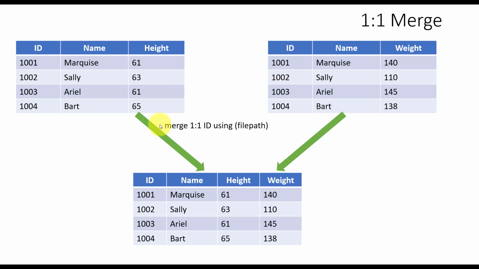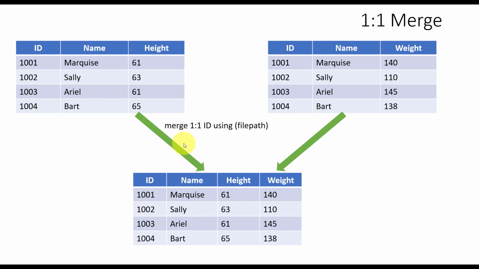And essentially what this command right here does is merge one-to-one, ID, so that's our matching variable, using, and then we would put whatever the file path is to this file over here, and that gets us this data set right here.